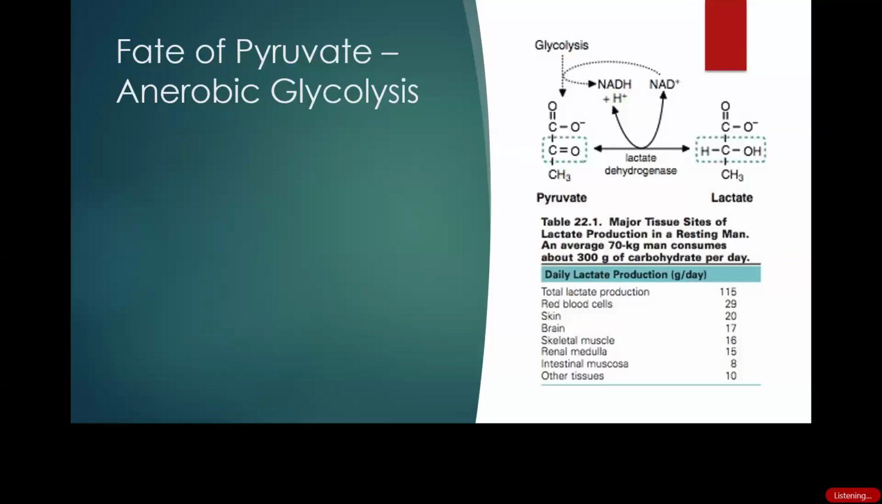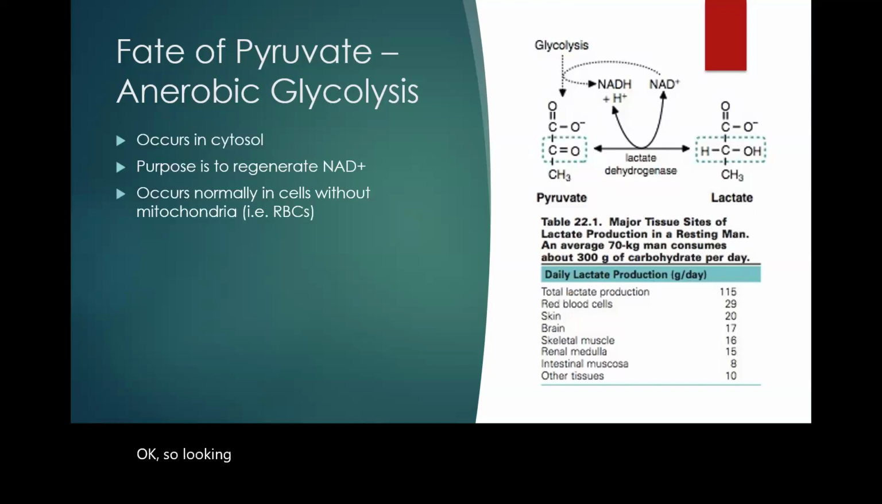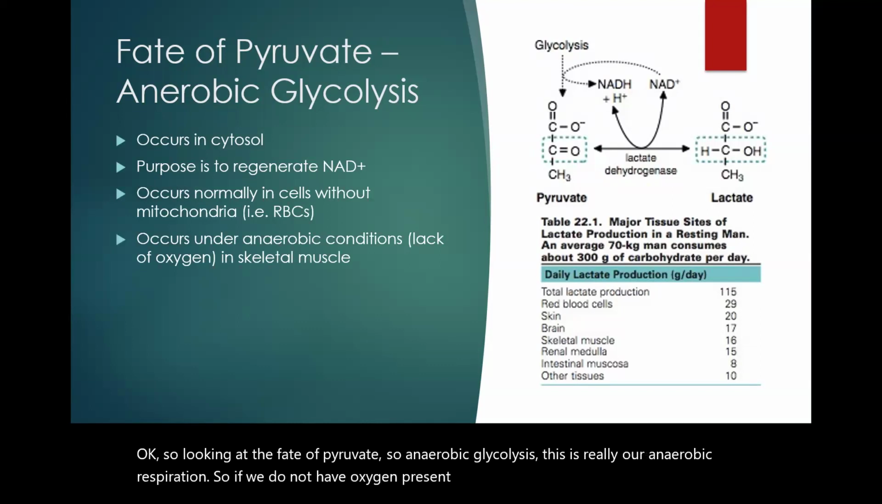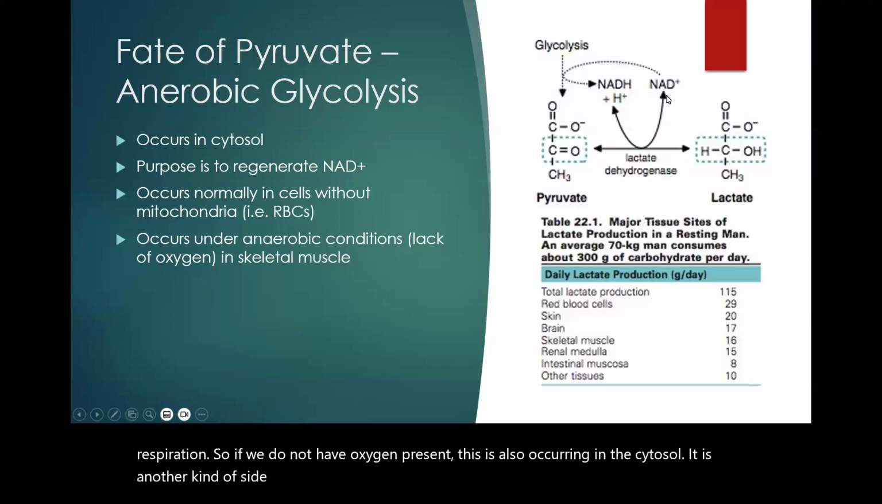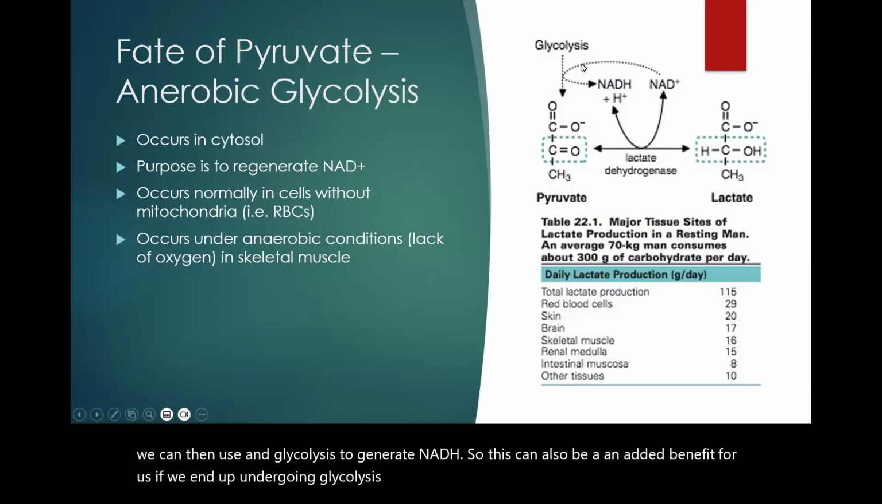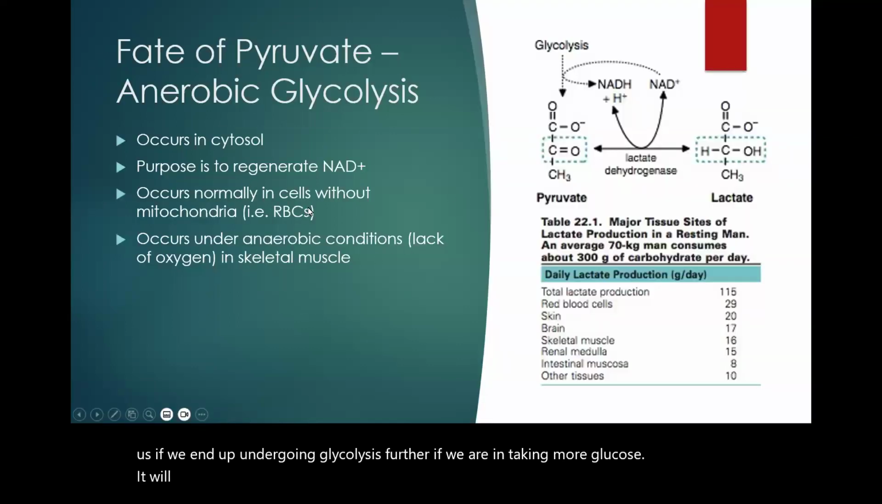Okay. So looking at the fate of pyruvate, anaerobic glycolysis, this is really our anaerobic respiration. If we do not have oxygen present, this is also occurring in the cytosol. It is another kind of side benefit. It can help us eventually regenerate NAD+, which we can then use in glycolysis to generate NADH. So this can also be an added benefit for us if we end up undergoing glycolysis further, if we are intaking more glucose. And it will occur normally in cells without mitochondria.